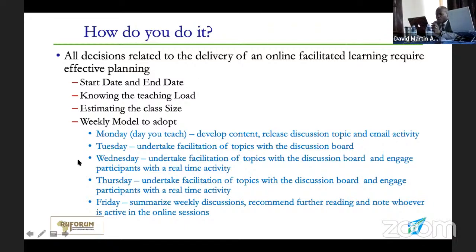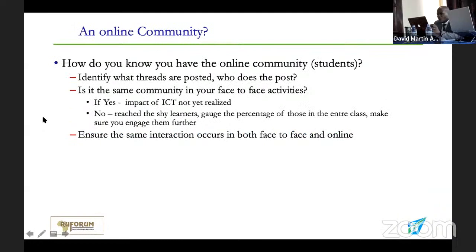Okay, so this is just an example of what you can do. So this means you explicitly know what you have to do within your week and how you prepare yourself in the best way possible. Having an online community is very, very important. And therefore, as a facilitator, you need to understand that you really have that online community.